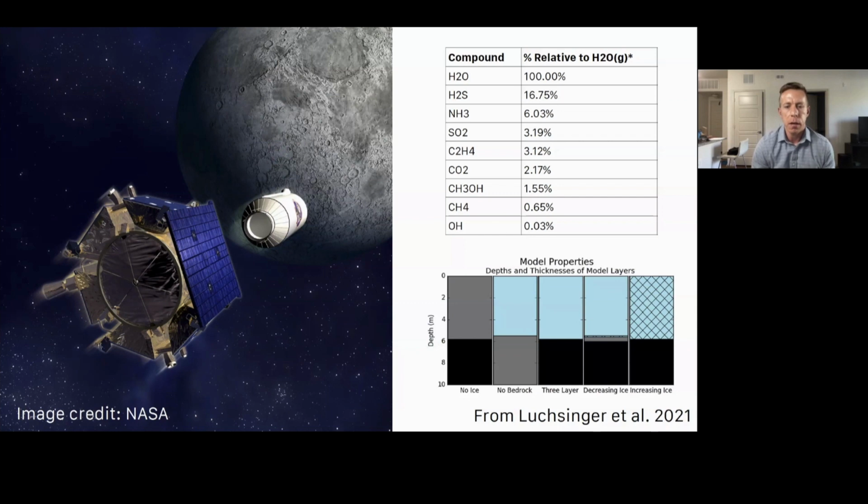The other piece of evidence we have for this shallow ice comes from the LCROSS impactor. Of course, this was a point measurement from one point in Cabeus crater, and the impact excavated a certain depth beneath the surface.